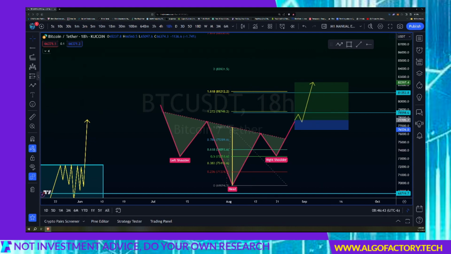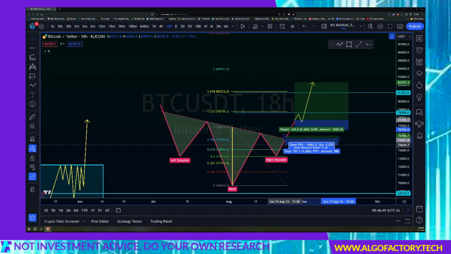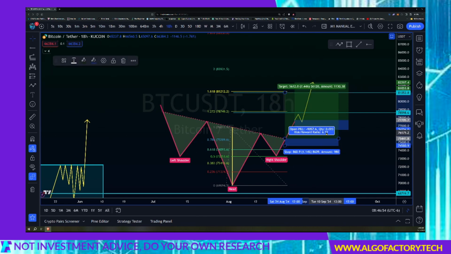So let's just say that I use more or less that same formula, and I enter right at the breakout, and I'm just going to kind of eyeball the stop loss. Now, this is a 6.52 to 1.